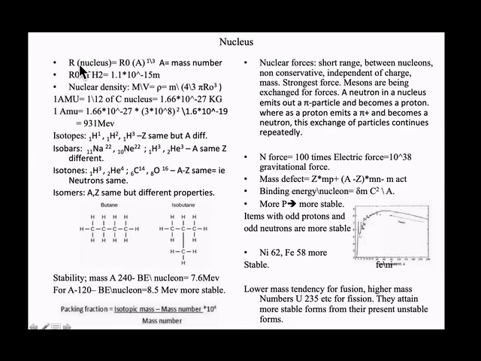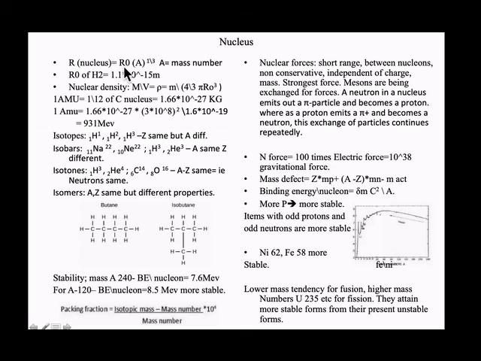It is known that the radius of a nucleus is of the order of 10 to the power of minus 15 meters. Say the hydrogen nucleus has a radius of 1.1 into 10 to the power of minus 15 meters. This is the minimum, the lowest nucleus, that of hydrogen. It is denoted as R0, or RH also we can denote.